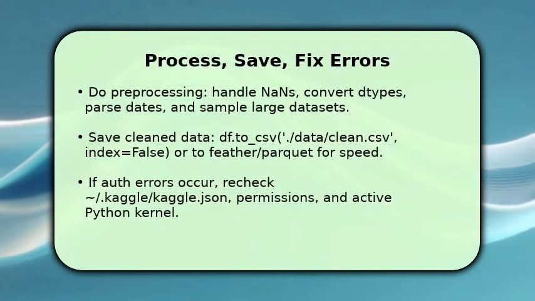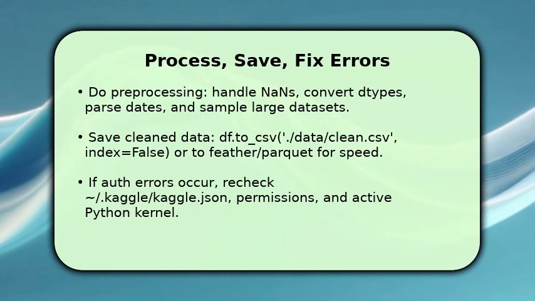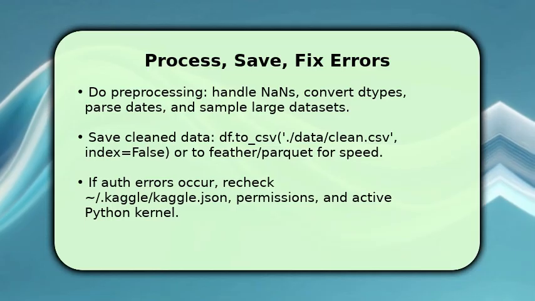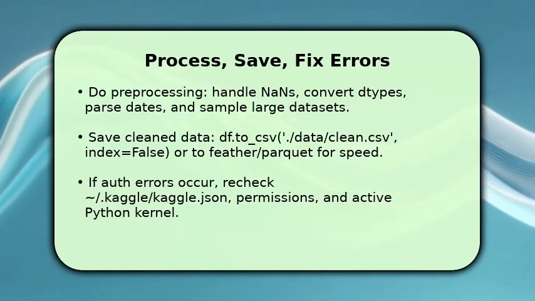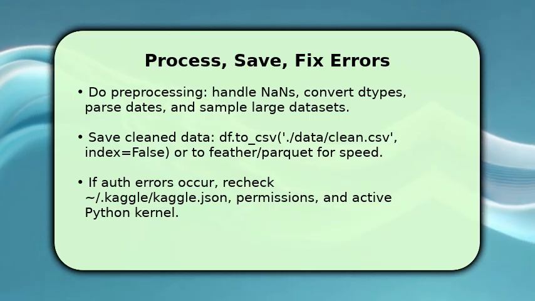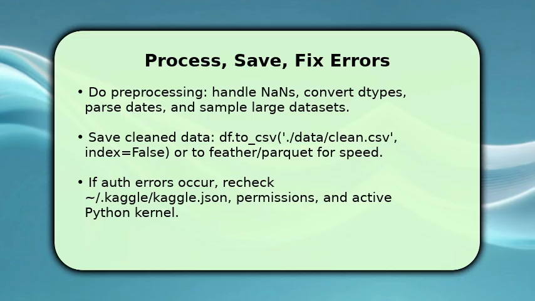You'll finish by cleaning and exporting your dataset for analysis or sharing. Perform NaN handling, dtype conversions, date parsing, and reduce size by sampling or using chunked reads. Once stable, save to CSV or faster formats like Parquet so subsequent runs are quick. If you want to attach results to a Kaggle notebook, push or upload the cleaned file.